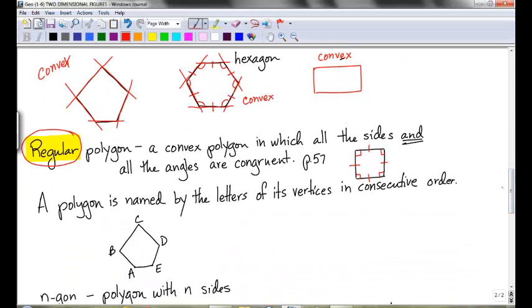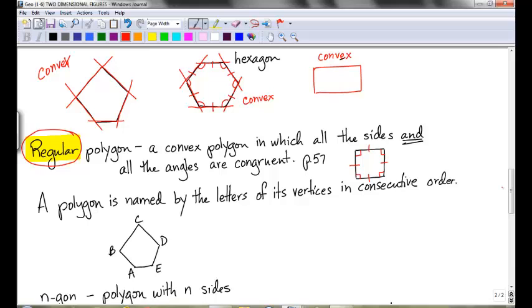A polygon is named by the letters of its vertices in consecutive order. And normally they're going to start alphabetical. So like we would say this is a 1, 2, 3, 4, 5. It's a pentagon. This one does not look like it's regular, and it doesn't have any markings to show it's regular. But it would still be a pentagon. It's still 5 sides. And it would be pentagon ABCDE.